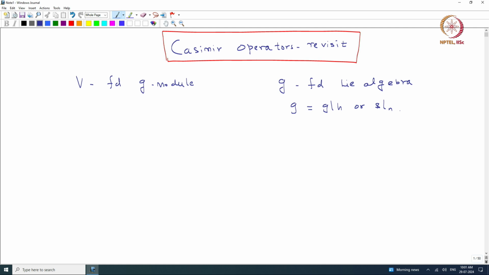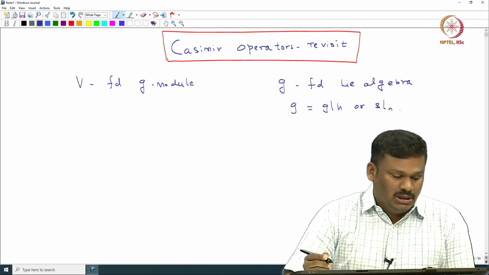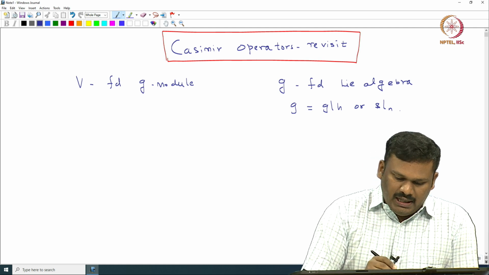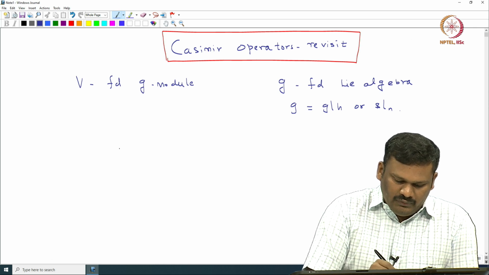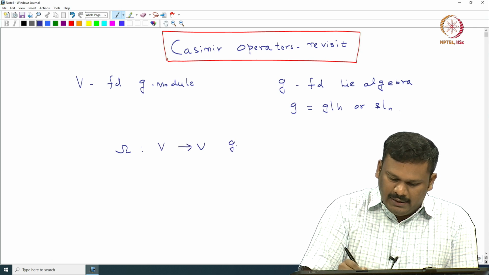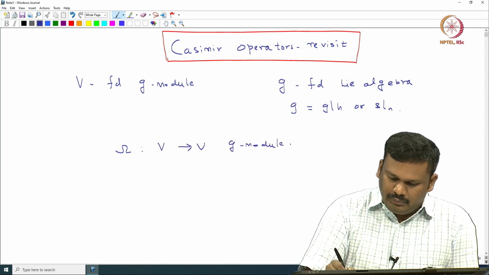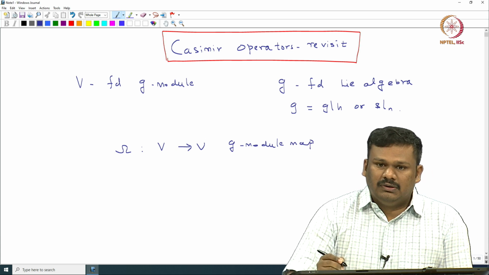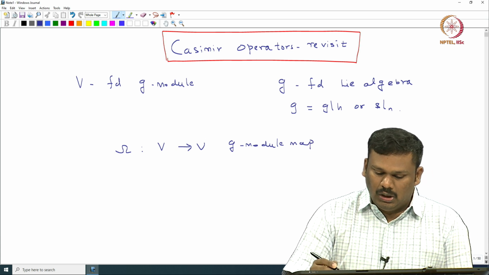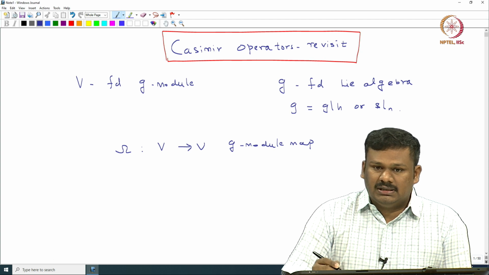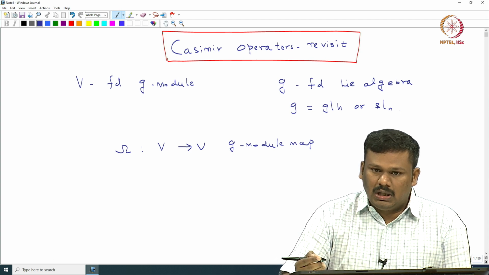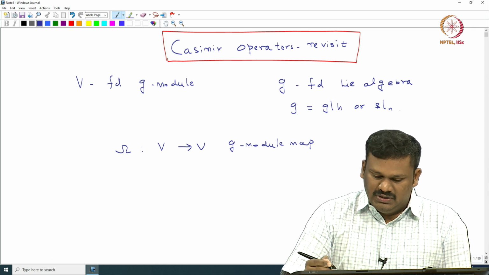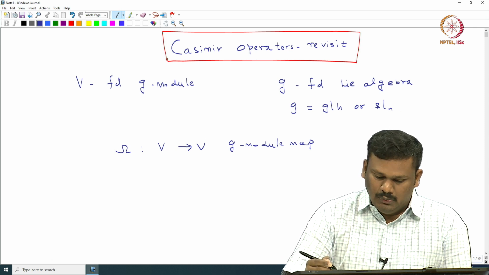Now if we have a finite dimensional G module, and we take any G module homomorphism from V to V, let us call it omega. So it is a G module map. Then we observe that this omega commutes with the action of G. So because of that, if we take any generalized eigenspace of omega, that is going to commute with the action of G. Sorry, that becomes a G submodule.